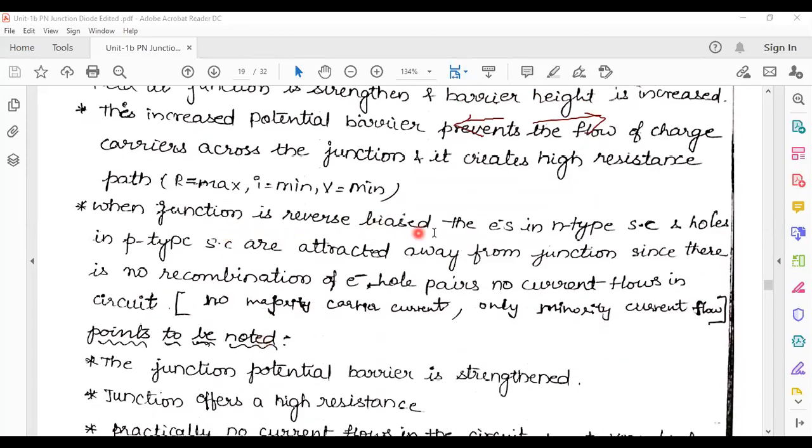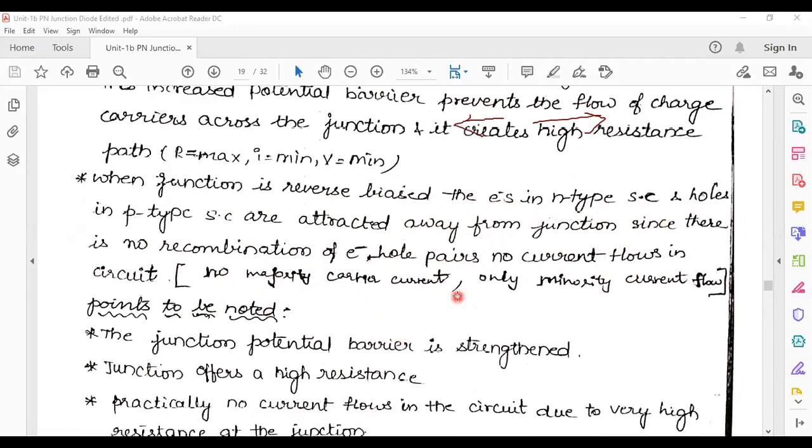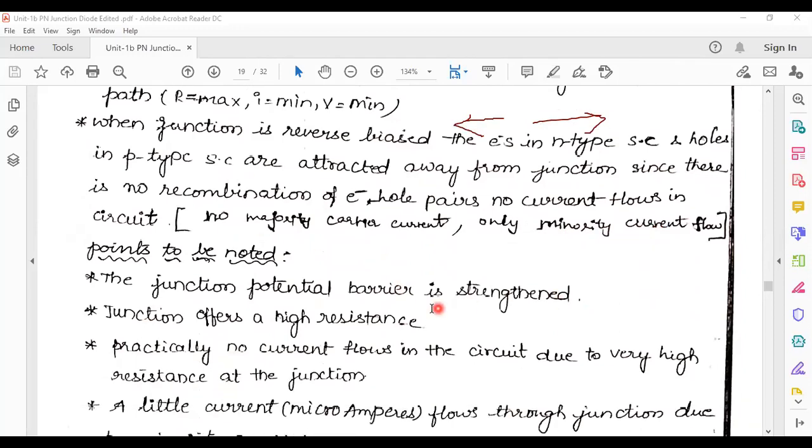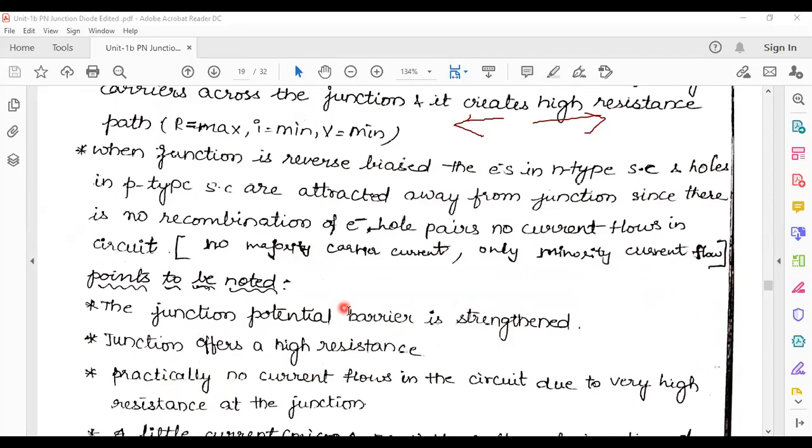When the junction is reverse biased, the electrons in n-type semiconductor and holes in p-type semiconductor are attracted away from the junction. Since there is no recombination of electron-hole pairs, no current flows in the circuit. That means no majority charge carrier current, only minority current flows here. The point we should note here is ఇక్కడ మెజారిటీ క్యారియర్ కరెంటు లేదనమాట ఇన్ రివర్స్ బయాస్ డైరెక్షన్, ఓన్లీ మైనారిటీ క్యారియర్ కరెంట్ ఫ్లో ఈస్ టేకింగ్ ప్లేస్. హౌ దట్ మైనారిటీ క్యారియర్ కరెంట్ ఫ్లో విల్ టేక్ ప్లేస్, విల్ సీ.